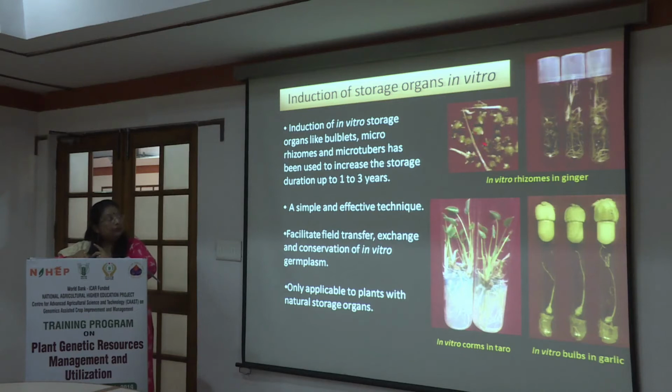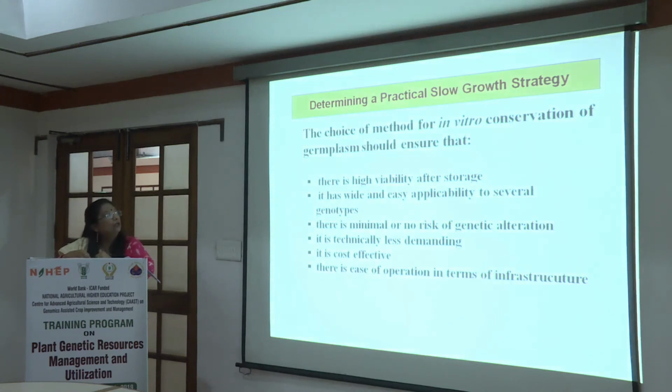The advantage with these is you can take them out and put them on a fresh medium, or you can take them out directly and put them in the field. So it can grow directly in the field. So it's also a means for hardening. This is the case we have achieved in taro, arabi, as well as in garlic. Once these organs are induced, they last for a very long period of time. Again, subculturing is avoided.